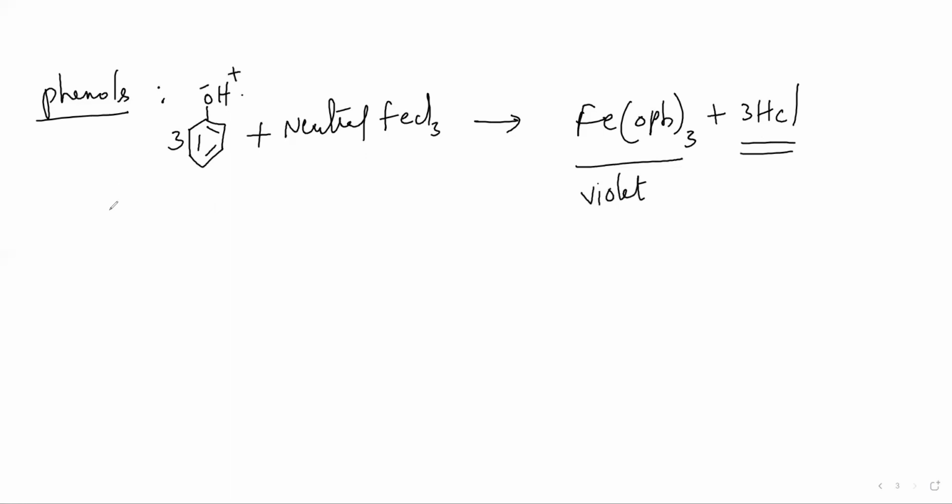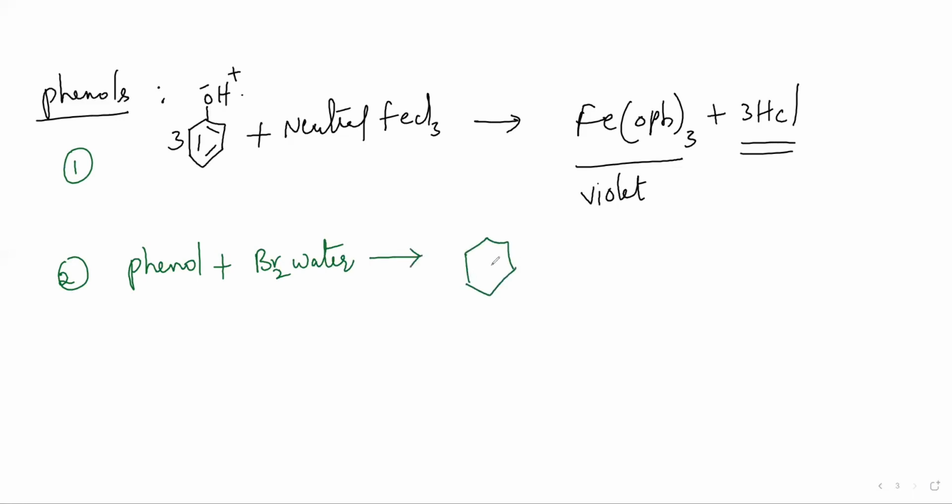Coming to the next one, the bromine water test. This is important for board exams also. So when phenol reacts with bromine water, it undergoes electrophilic substitution reactions. So it gives 2,4,6-tribromophenol, which is a white colored or colorless precipitate. So this is one confirmatory test for phenol.